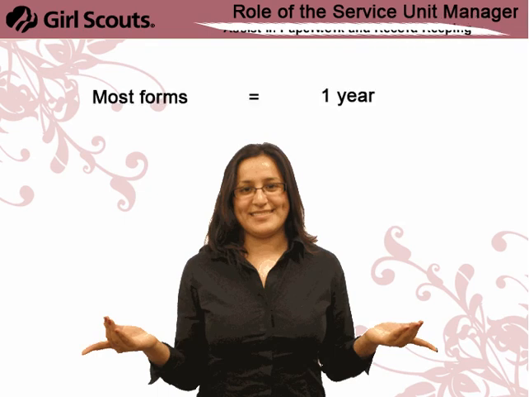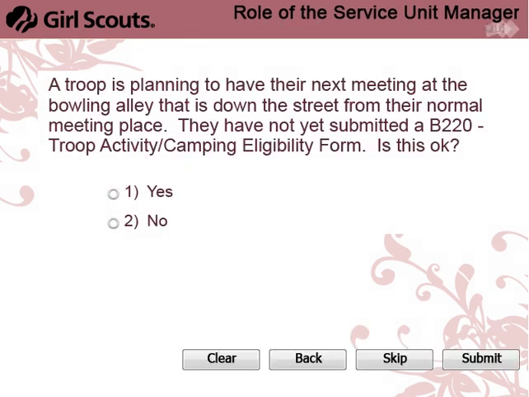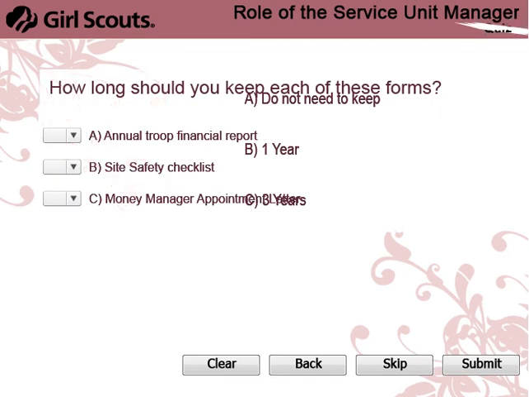Copies of most forms can be kept for as little as 1 year or the end of the current Girl Scout year. However, forms that deal with money or injury should be kept for 3. If you are unsure about how long to keep a form, ask your field director. Let's review what you've learned.